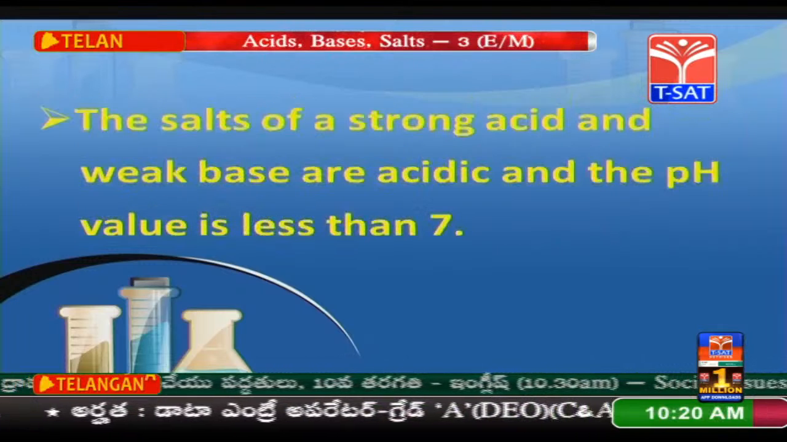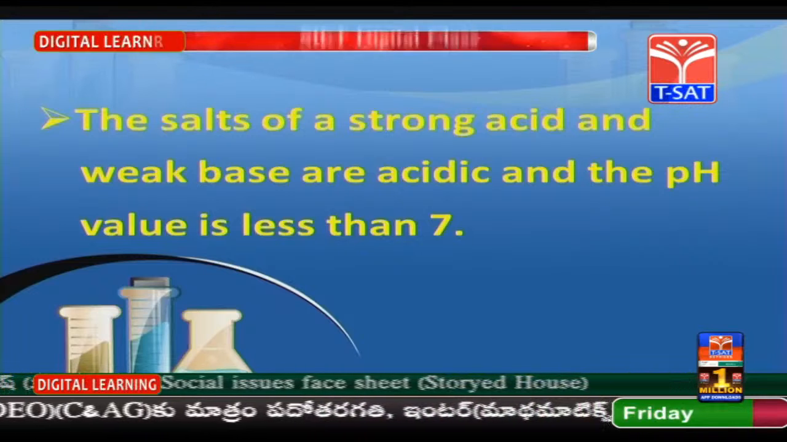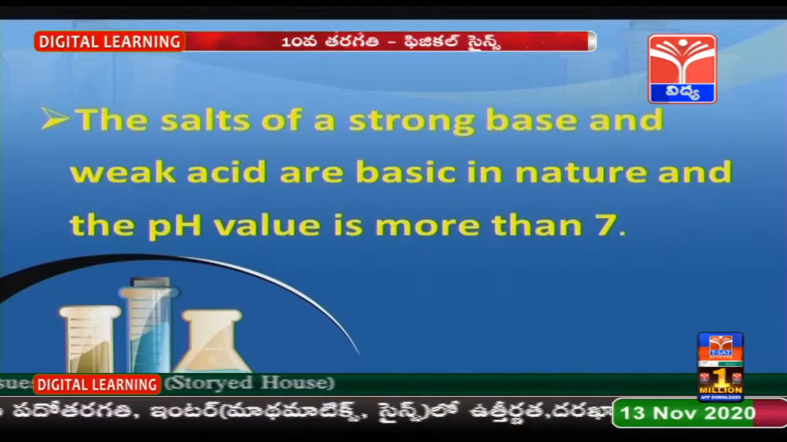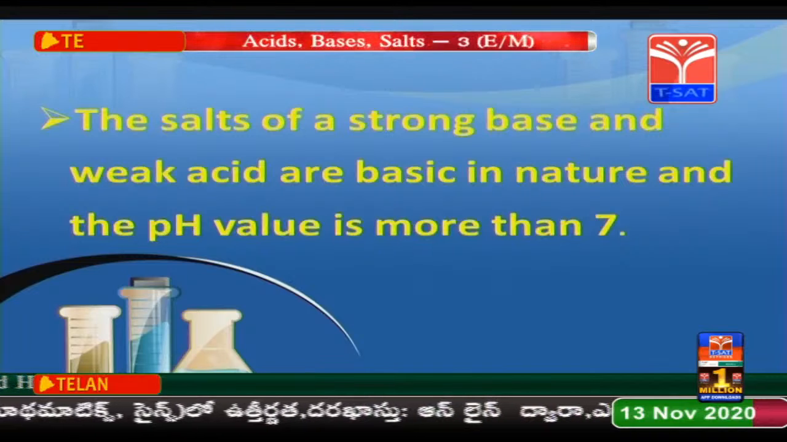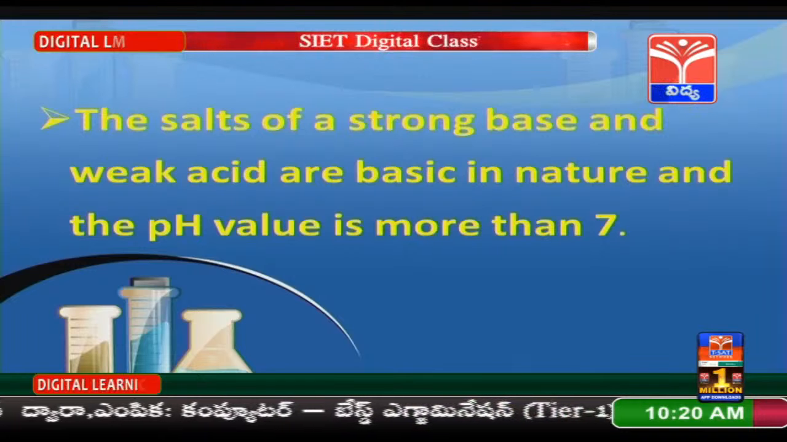Next, salts of strong acid and weak base are acidic, whose pH value is less than 7. Salts of strong base and weak acid are basic in nature and the pH value is more than 7.